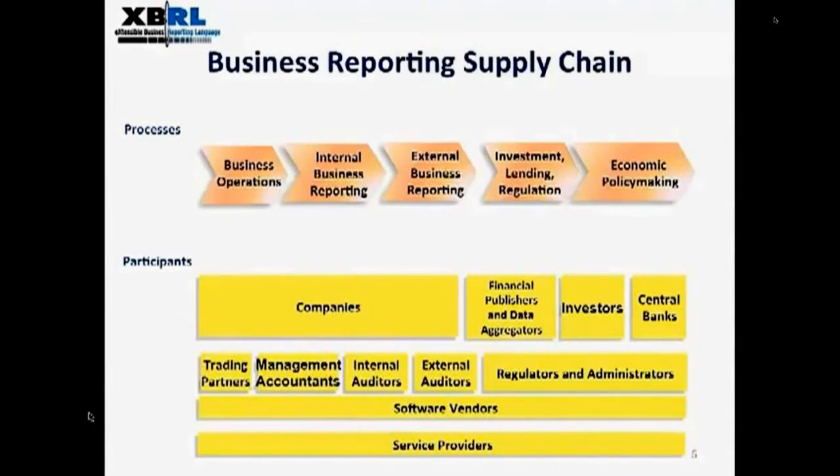Next, let's turn to the participants. The participants may have overlapping needs for information that is prepared through the process element. And those participants can include companies, investors, internal and external auditors, regulators and administrators, software vendors, and service providers.